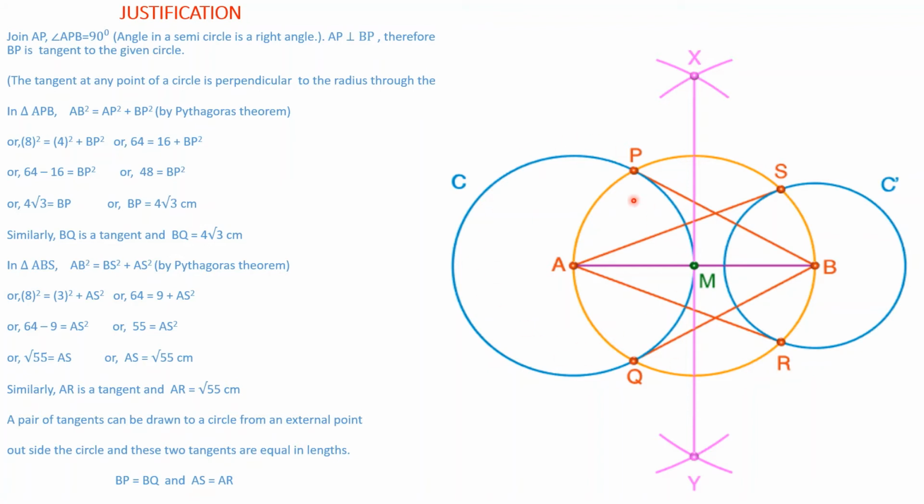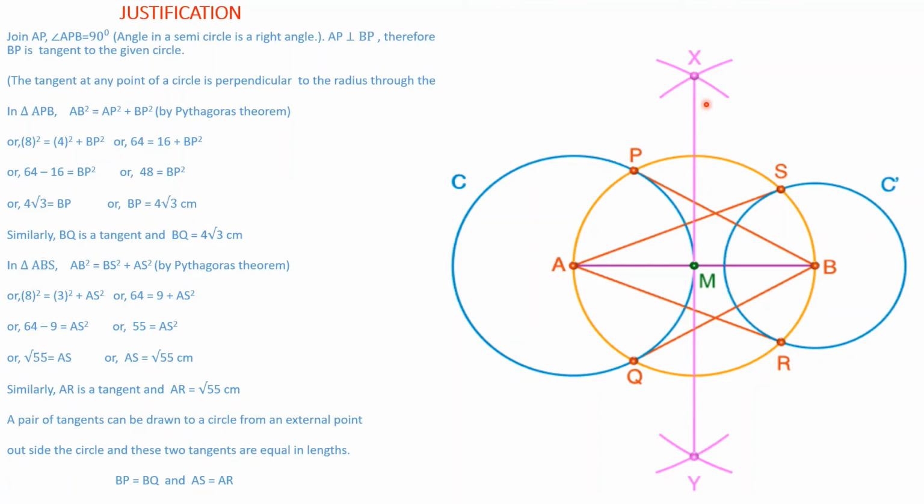So how have we drawn AB? AB is a line segment, and with A a circle is drawn. It is having radius 4 cm, and from B a circle is drawn. It is having radius 3 cm. Then AB we have perpendicularly bisected.